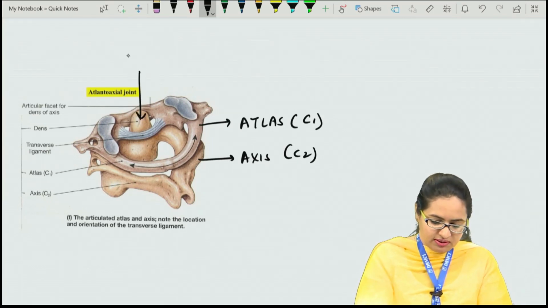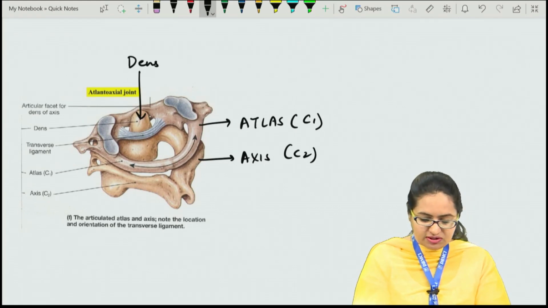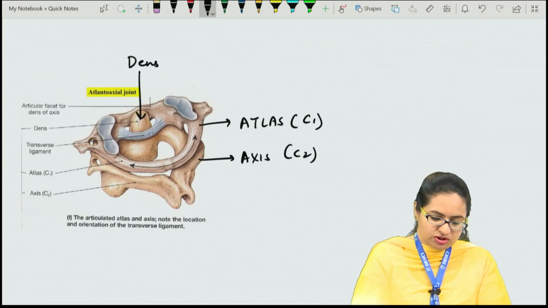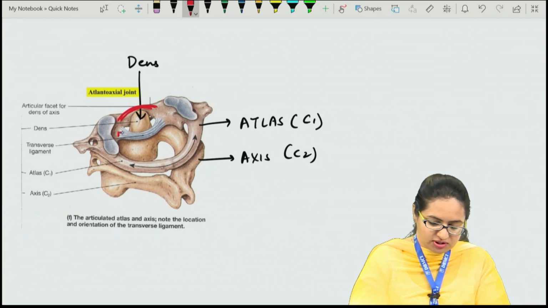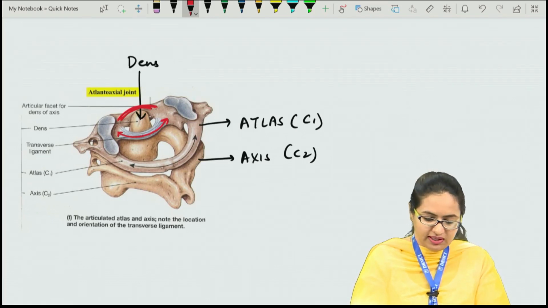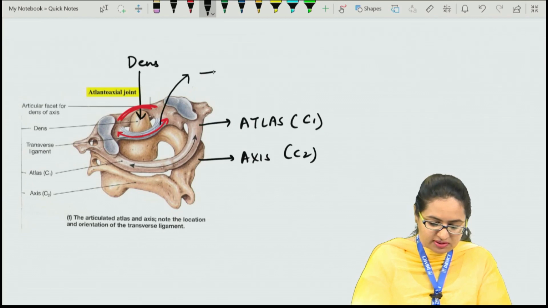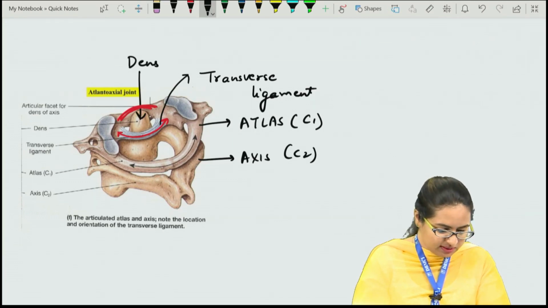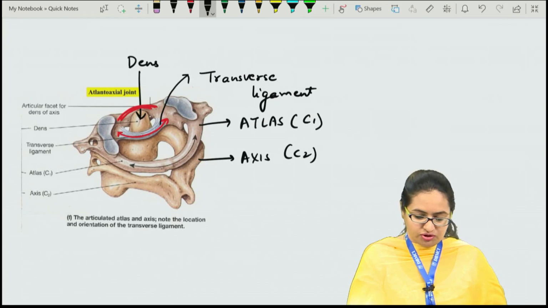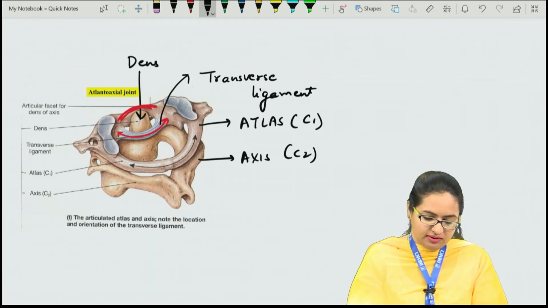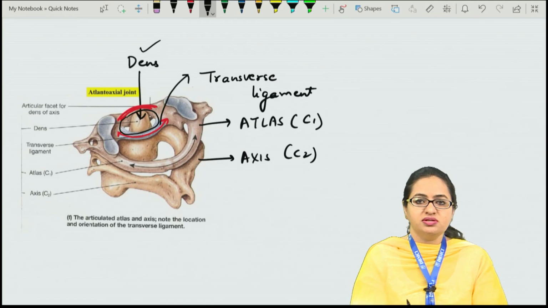We can see over here the dens or the odontoid process of the C2 vertebra, forming a joint here. The joint is formed with the anterior arch of the atlas, and towards the posterior side we have a ligament, the transverse ligament, which is between the lateral masses of the atlas and is a part of the cruciate ligament. This structure forms an osteoligamentous ring, within which the dens or odontoid process can rotate.